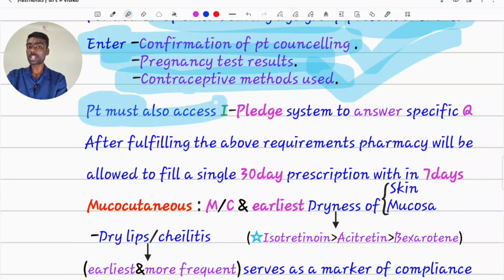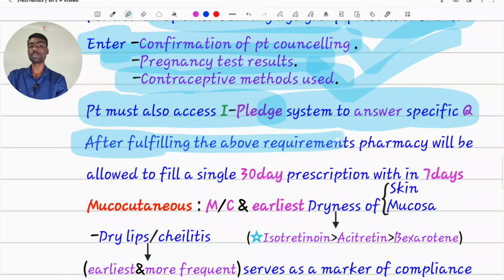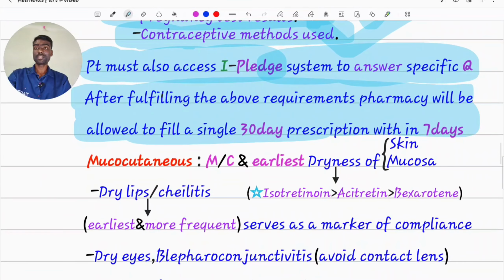Patient must also access iPLEDGE. Why? They should answer certain specific questions. Then, after fulfilling all these above requirements, the pharmacy will be allowed to fill a single 30-day prescription within 7 days. After all this process, just 30 tablets they can get by filling the prescription within 7 days.